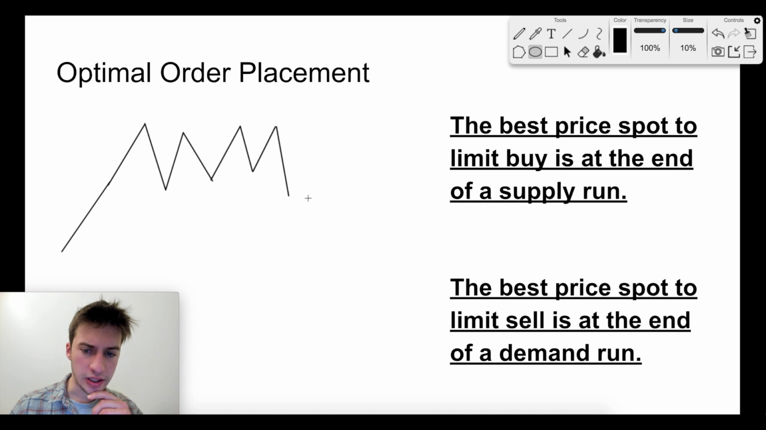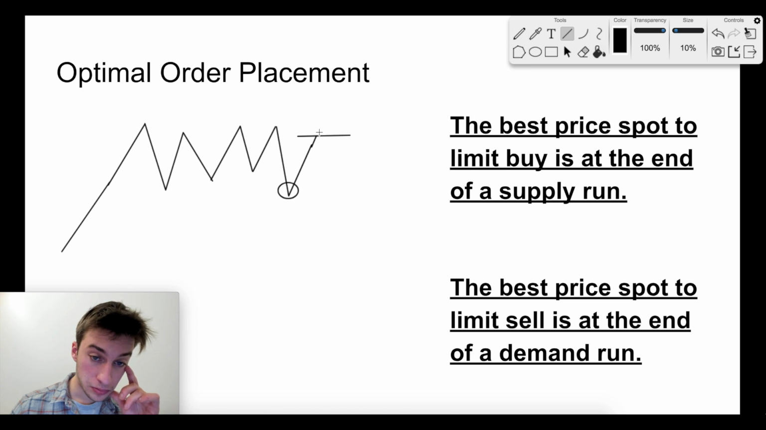So he sells, and not surprisingly, he sells at the end of a supply run. Not a good idea. And then the smarter trader, who is taking his time to play a short here, places a limit sell order. Let's say here, and price goes up a bit.